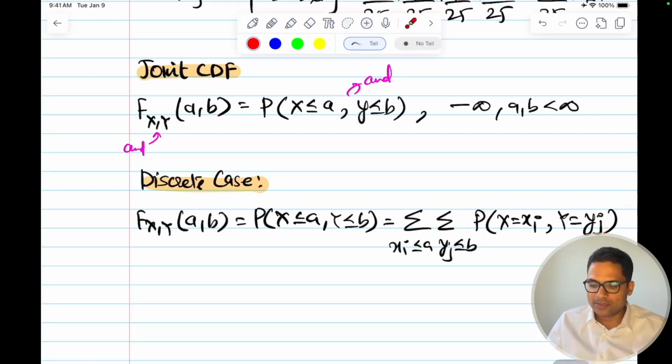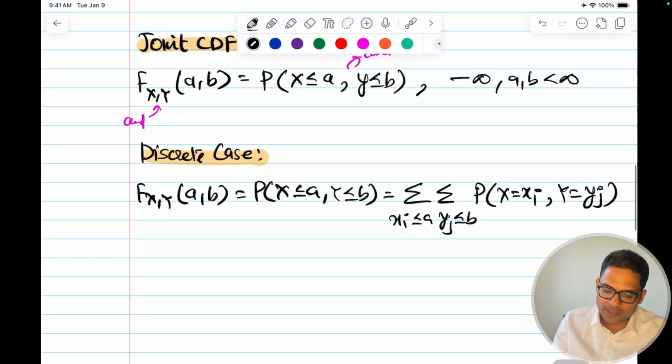Okay. So this will sum up for all the values less than or equal to A. So Xi will run over whatever values X can take, from minus infinity till A. Okay, so what will be the continuous case?